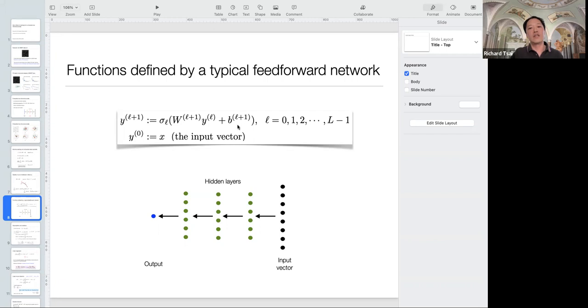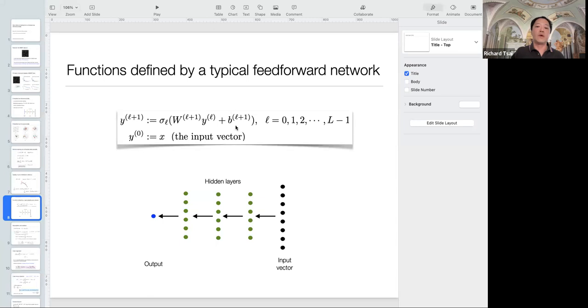These functions, this class of functions, can be defined recursively in the following very simple form. You start out from the input like this. L denotes information from one layer to the next layer. So this is the L0 layer, this is the L1 layer, et cetera. Each arrow over here denotes an affine transform, which is written here like this. There's a matrix multiplied to the vectors over here.